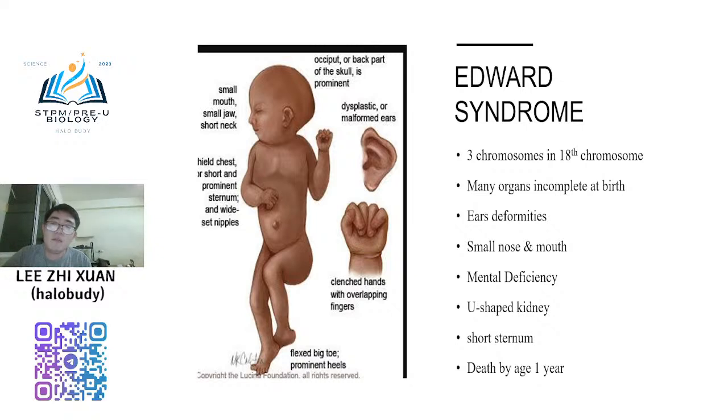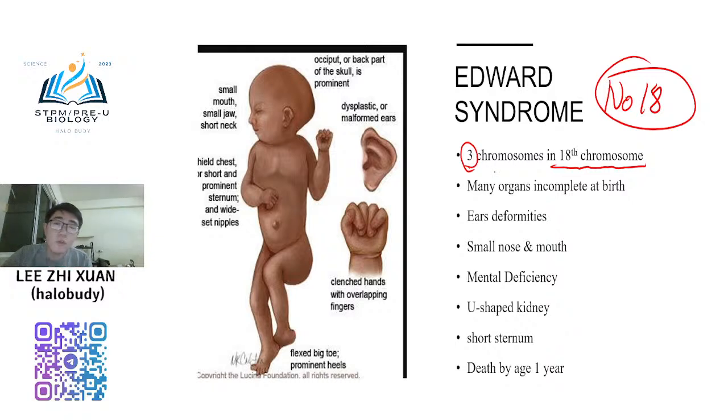Another one is Edward syndrome. Okay, Edward syndrome occurs at the kromosom nombor 18. Yang tadi nombor 13, sekarang nombor 18, so also have 3 chromosome. Okay, so what are the characteristics? So the most characteristic is the small nose and mouth.